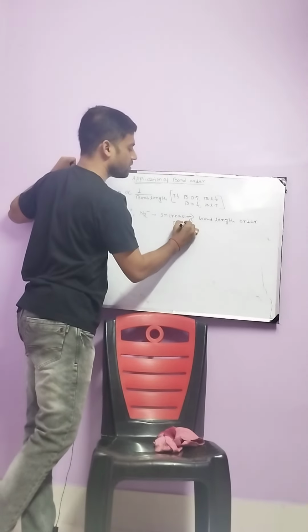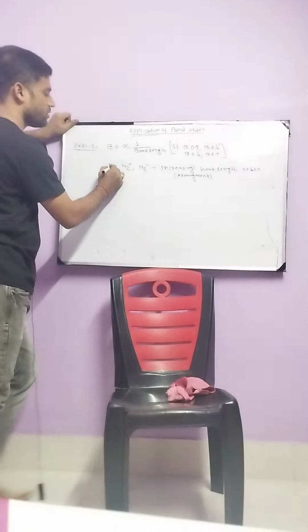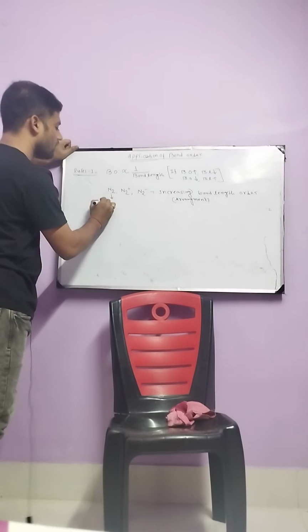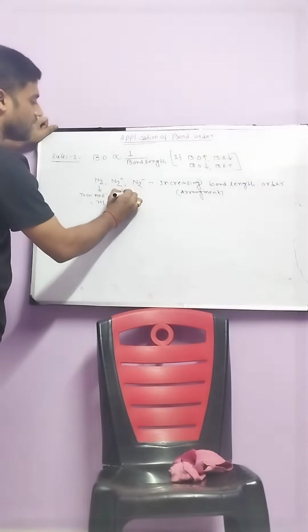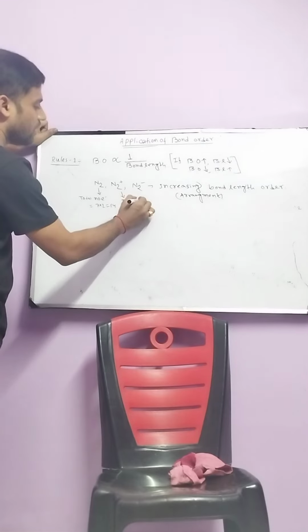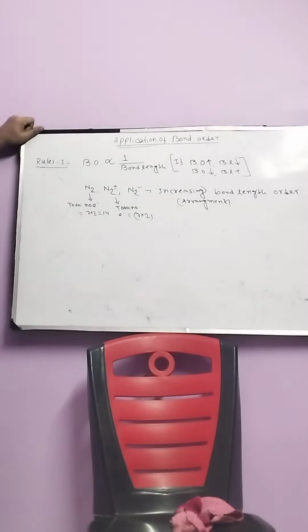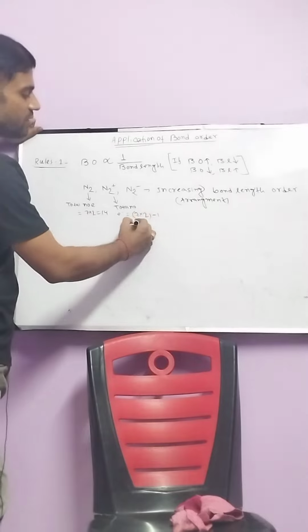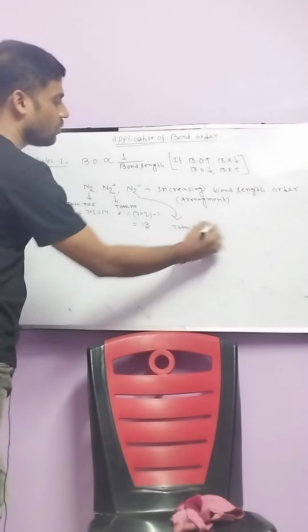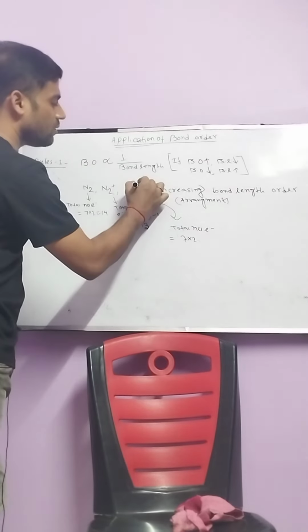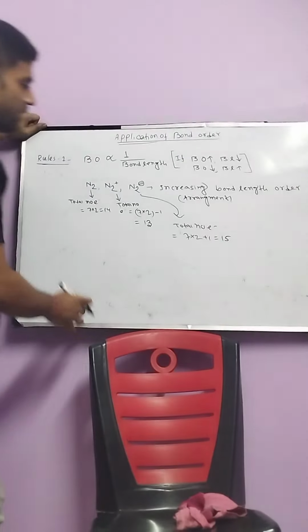Arrangement, this is the arrangement in increasing bond length. First, count the total number of electrons. For N2, nitrogen has 7 electrons, 7 into 2, that means 14. For N2 plus, it is 1 electron deficient, so 13 electrons. Finally, for N2 minus, the minus charge means 1 electron excess, so 15. Total number of electrons 15.